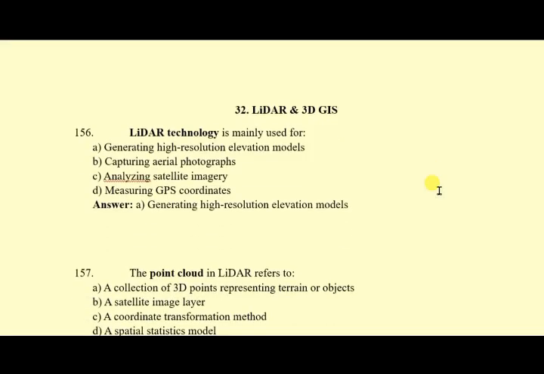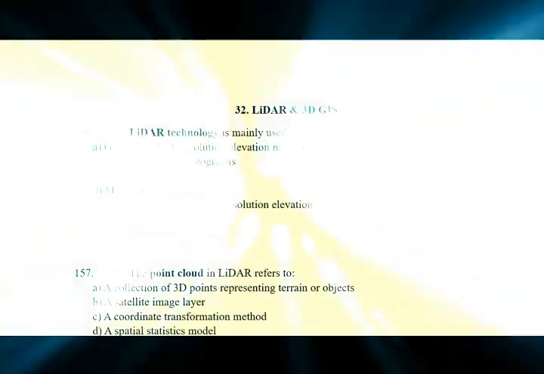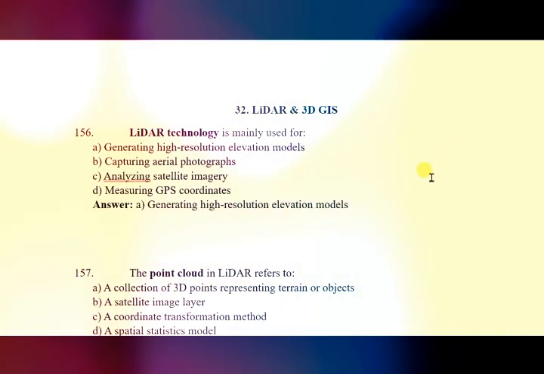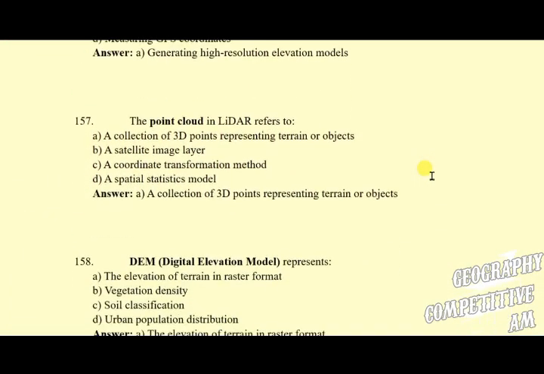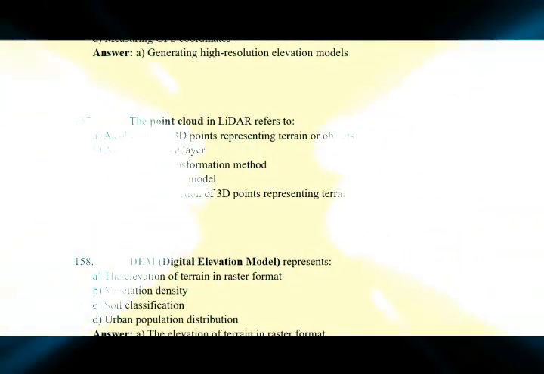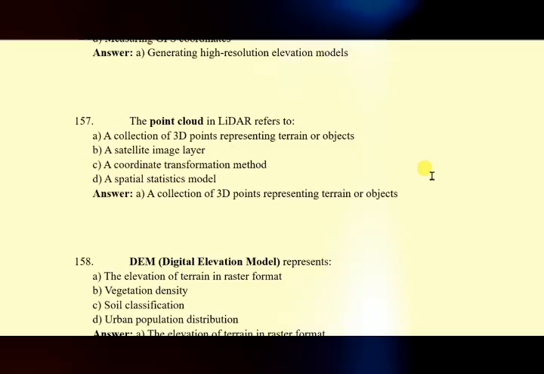LiDAR and 3D GIS. Category 32. Question 156. LiDAR technology is mainly used for generating high-resolution elevation models, capturing aerial photographs, analyzing satellite imagery, measuring GPS coordinates. So the right answer will be generating high-resolution elevation models. 157. The point cloud in LiDAR refers to a collection of 3D points representing terrain or objects, a satellite image layer, a coordinate transformation method, a spatial statistics model. Here the right answer will be a collection of 3D points representing terrain or objects.